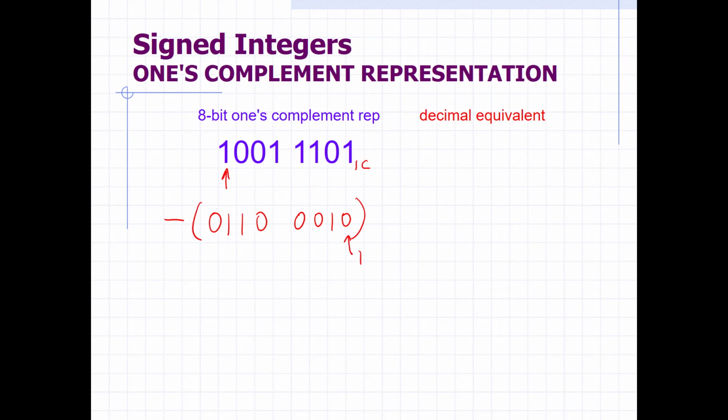So it goes, 1, 2, 4, 8, 16, 32, 64, 128. So we end up with negative 64 plus 32 plus 2. Looks like it's negative 98. So step 1 when you see these problems is figure out, is it a positive or negative number? If it's negative, flip all the bits and then figure out what number it is. If it's a positive number, don't do any flipping. Just figure out what number it is.